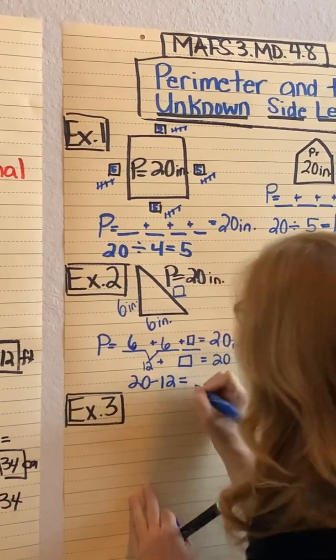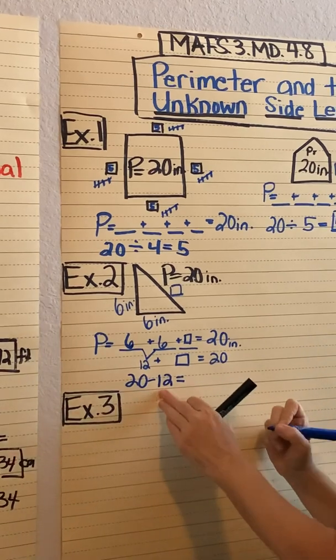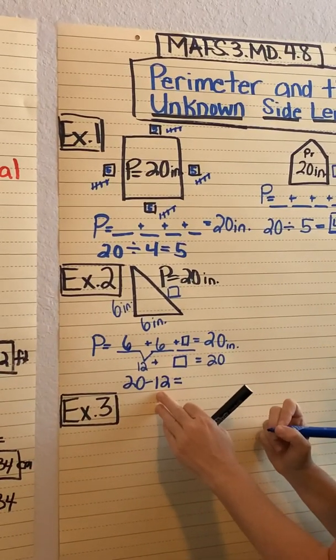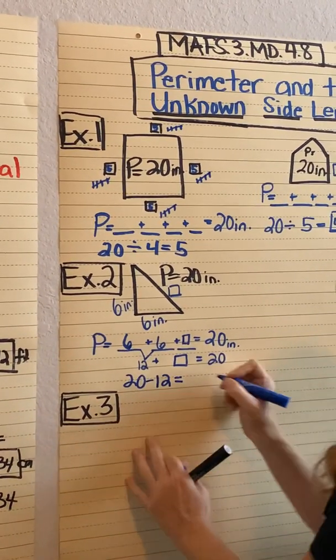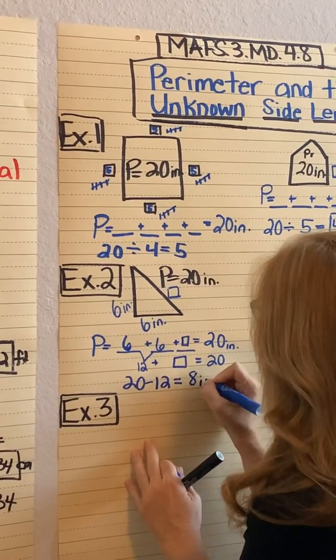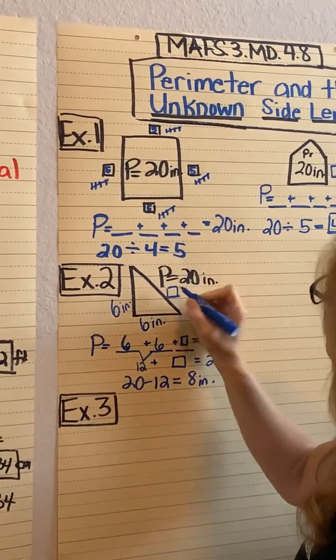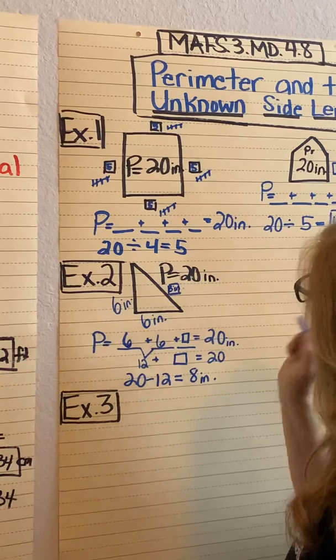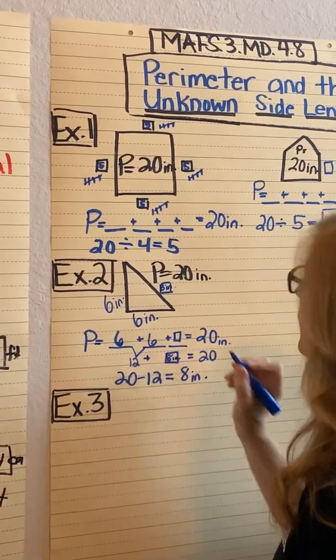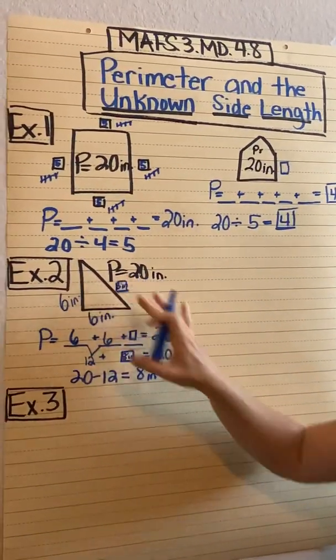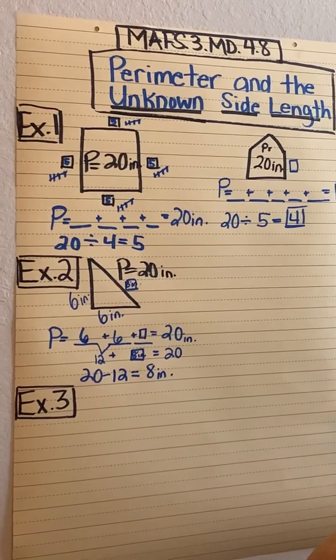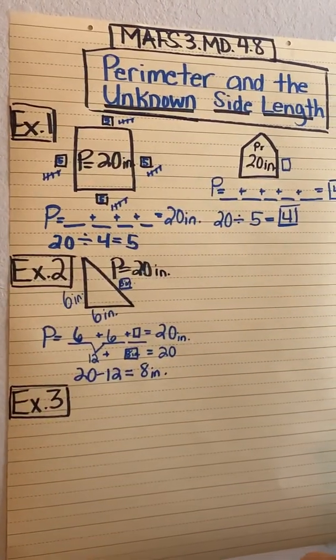So 20 minus 12 equals how many inches are missing? Yes, 8 inches. Okay, so let's fill in our unknown. Now, how do I check my work here? I need to add them all up and make sure they equal what? My total, which is 20 inches.